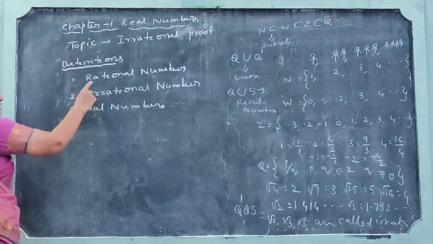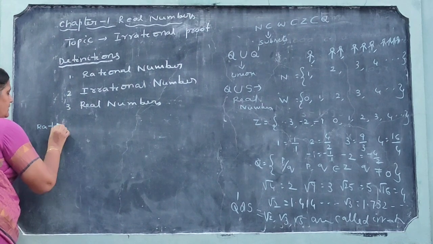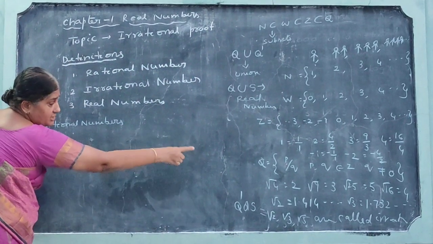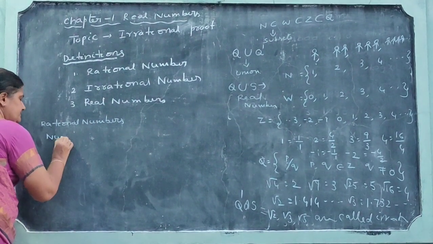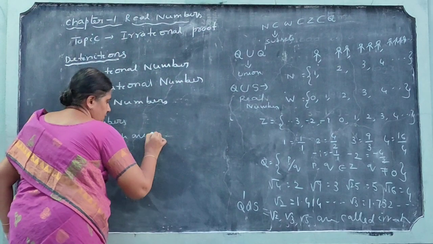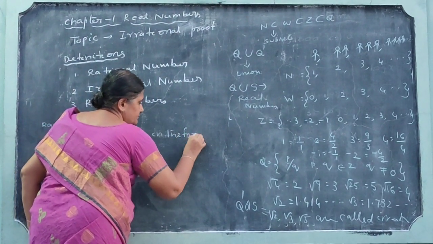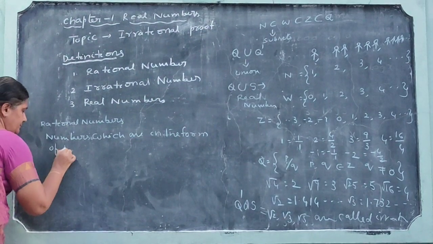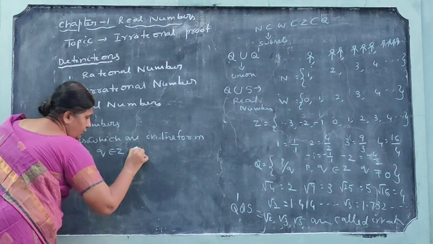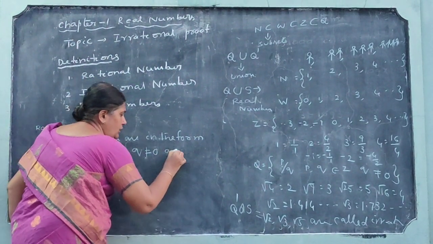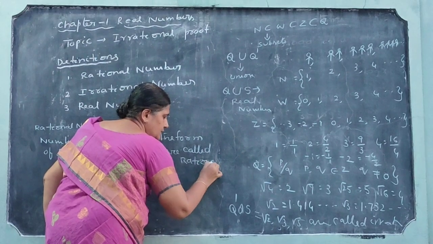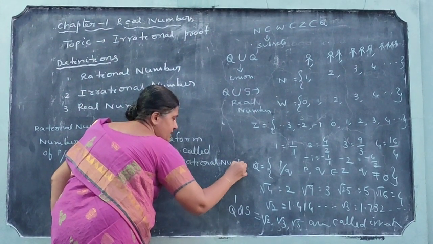Now all of you note down first one, rational number. Write down this definition. Rational numbers, what is the model? P by Q. Numbers which are in the form of P by Q, where P comma Q belongs to Z, Q not equal to 0, are called rational numbers. Do you understand or not?